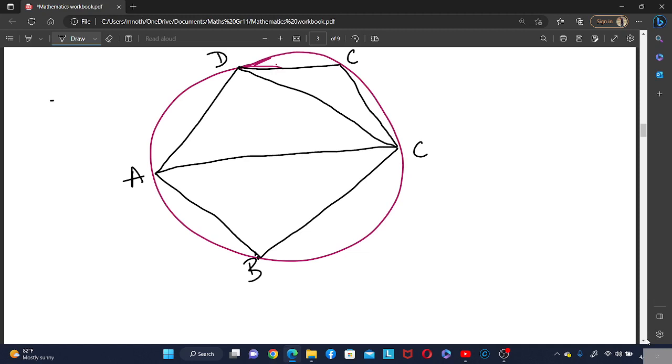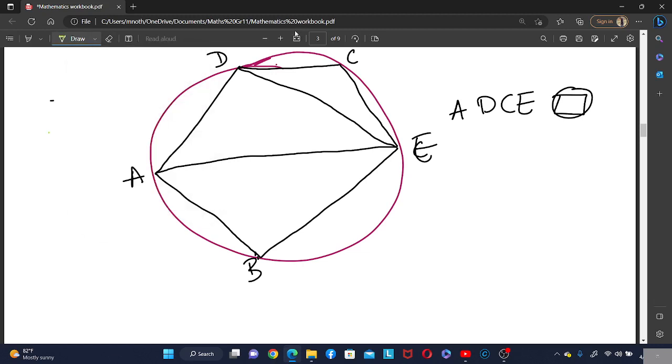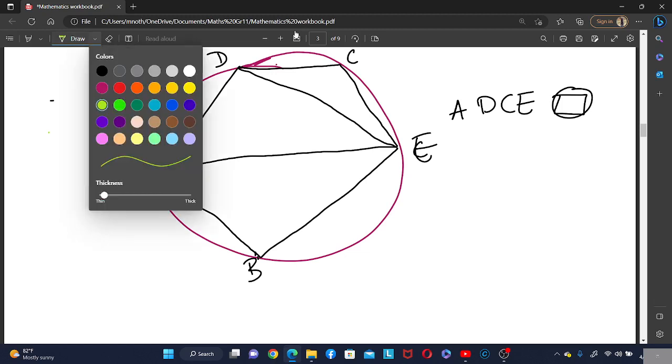So we said that a cyclic quadrilateral must touch a circle 4 times. So in this circle, how many cyclic quads do we have? If you check, we have a cyclic quad A, D, C, E. This is a cyclic quad because it touches a circle 4 times.